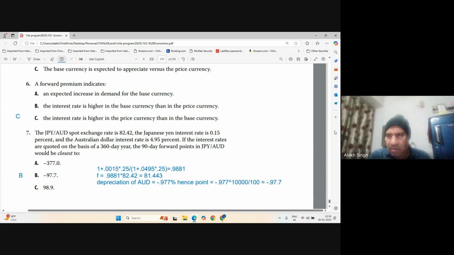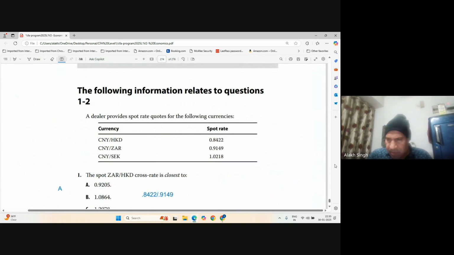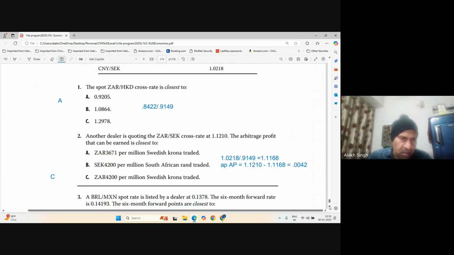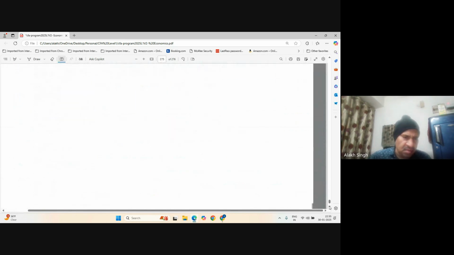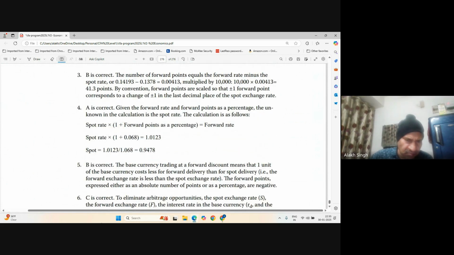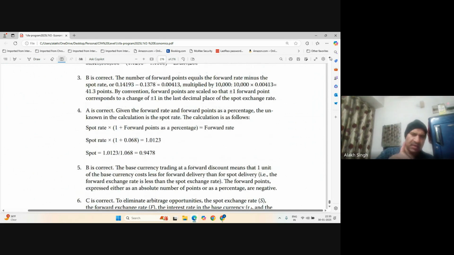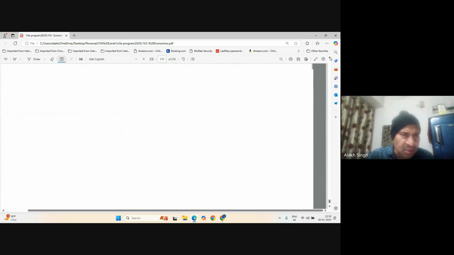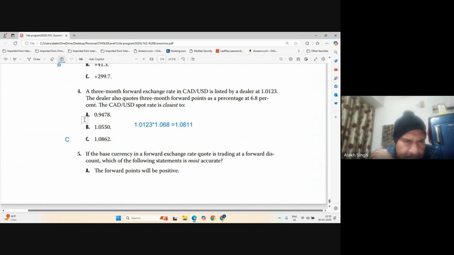Okay, so let's match the answers. Only 4 is wrong. What is the problem with 4? Before getting the answer, let's correct ourselves. 4 is A, but how? Let's see. It looks like the book is wrong.